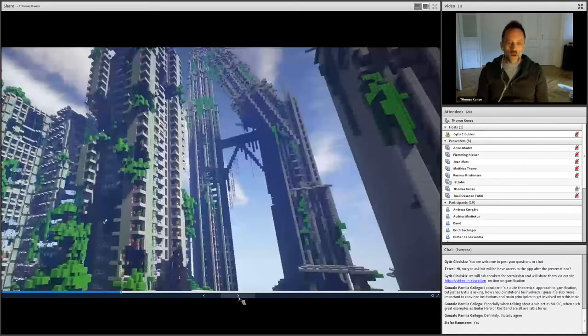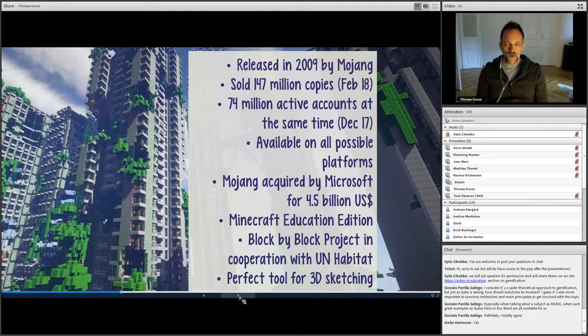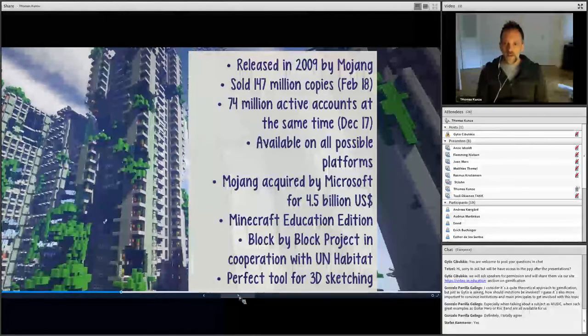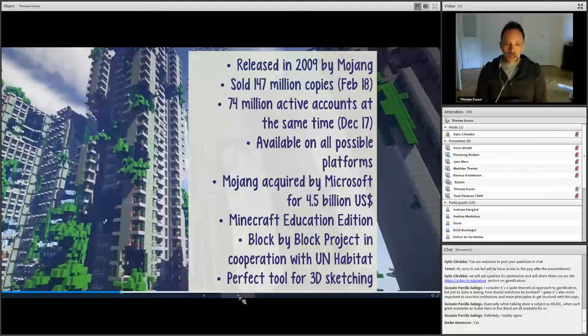So if we have a closer look at what Minecraft is, you can find the following facts. Minecraft sold almost 150 million copies. There are many active users. It is available on all possible platforms, up to e-readers like the Amazon Kindle Fire, and Minecraft is really big business. Mojang, the company that created Minecraft in 2009, was acquired by Microsoft in, I think, 2014 for 4.5 billion US dollars. And since then, the game has grown all the time.